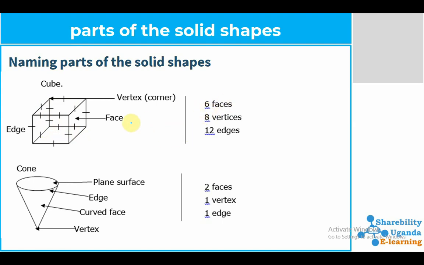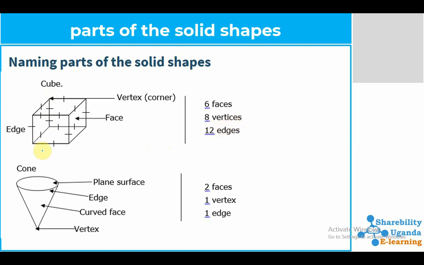Then the vertices. They can ask you how many vertices our tube has. We shall count. If these are the vertices, we have one, two, three, four, five, six, seven, eight. So here we can find out how many vertices it has.